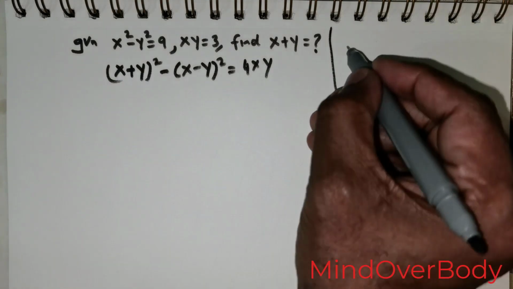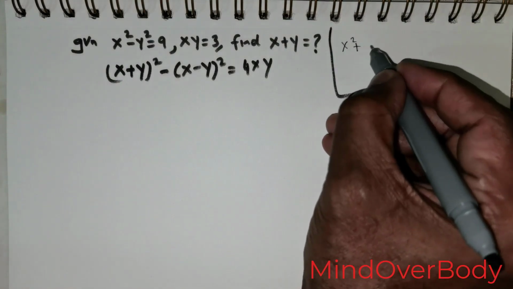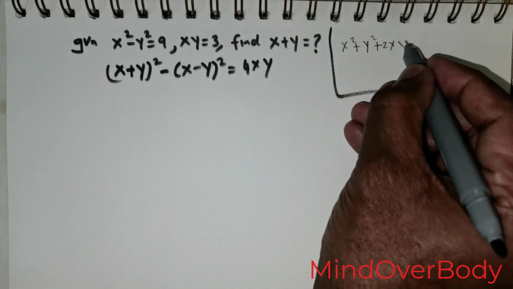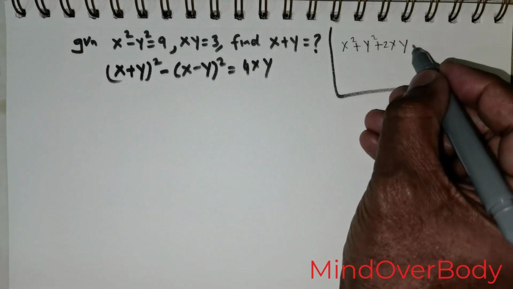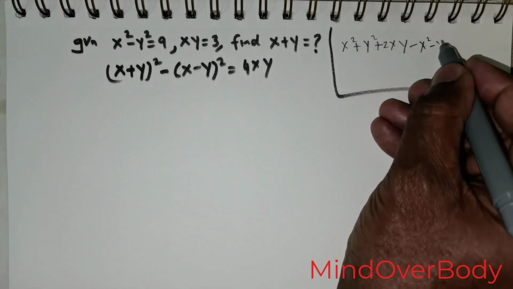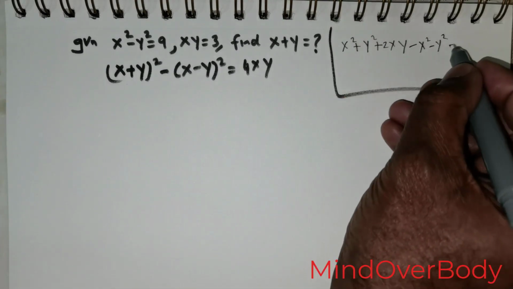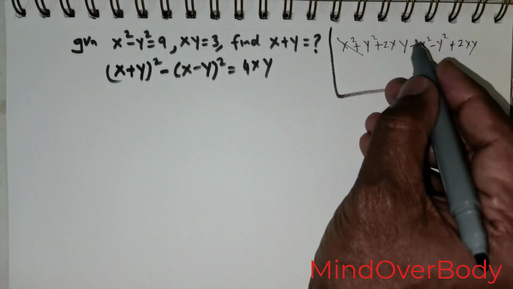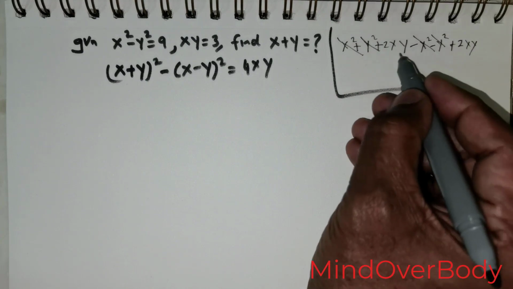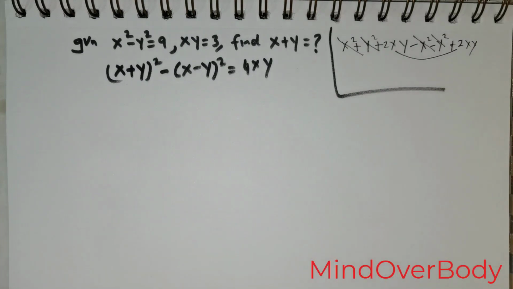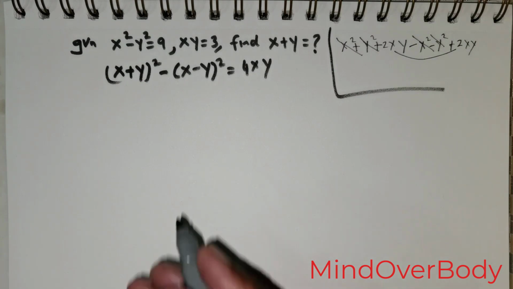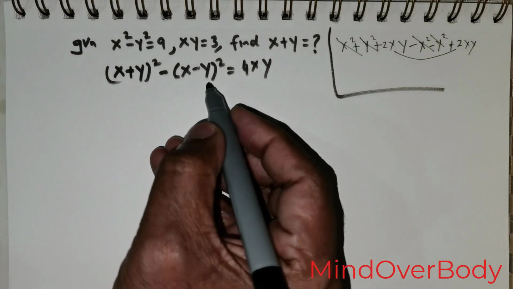If I were to expand this, it will give me x² + y² + 2xy, and if I were to expand this, it is going to give me −x² − y² + 2xy. So clearly x² and y² get cancelled, giving me 2xy added with 2xy. So that's why I can use this algebraic identity.